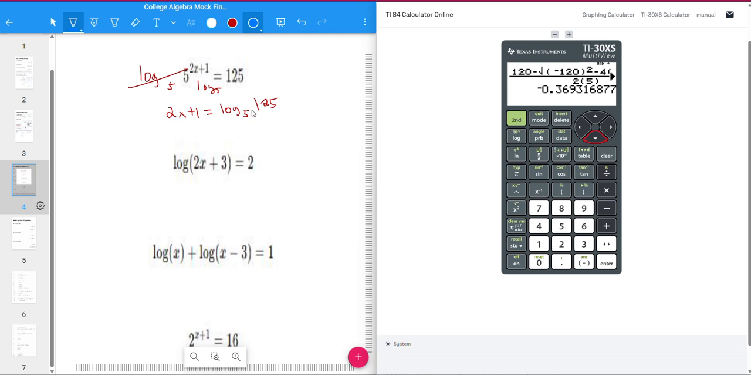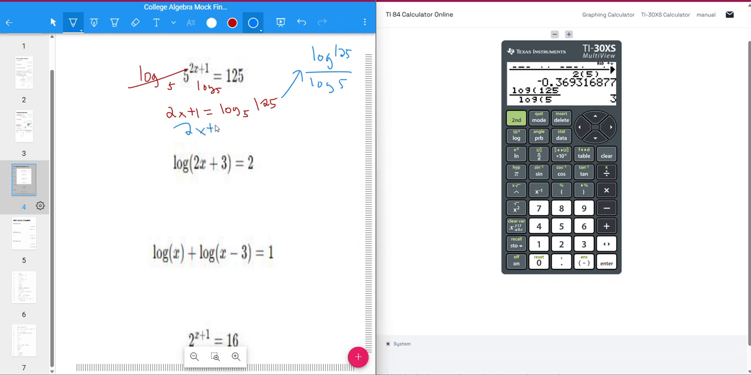I can't type in log base 5 of 125, but I can do base on bottom. I can change it to log of 125 over log of 5. So instead of log base 5 of 125, I can move the base to the bottom of my fraction and type it in like that. Log 125 over log 5 gives me 3. So 2x plus 1 equals 3. Then solve for x: minus 1 on both sides. That gives me 2x equals 2.